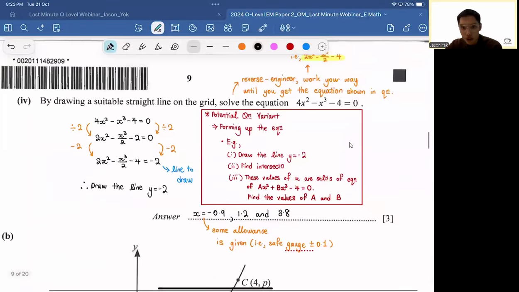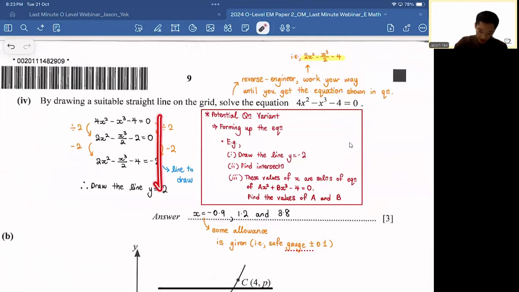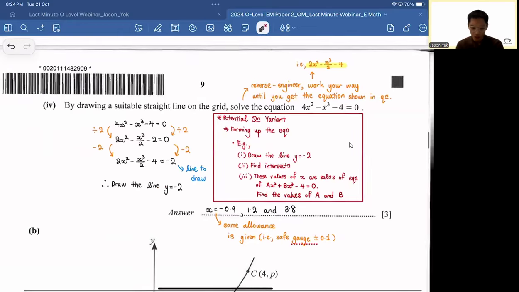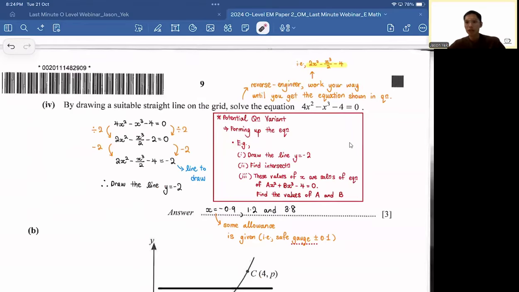I know there are some questions. Let me finish up the variant as well. So one way to do is this. The other variant is they can ask you to form your equation. I think one of you asked me that just now. So it usually comes in parts. They'll ask you to draw, in this specific case, the line. After that, find the intersections, and they will say these values of x are solutions. So instead of working it this way, you are now working it this way. So that's a potential question variant. So right now over here is the different style of questions that may come about at your side.